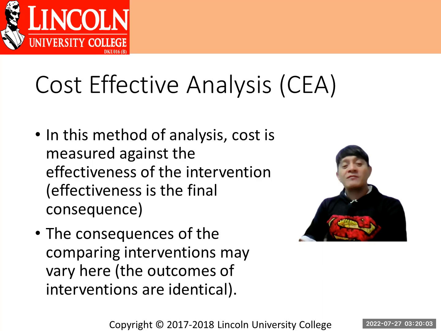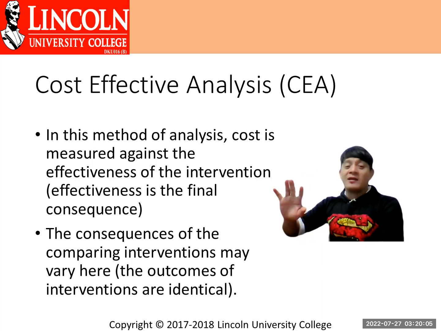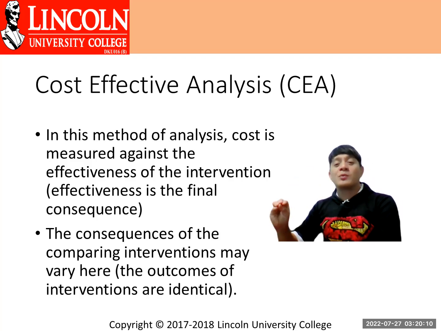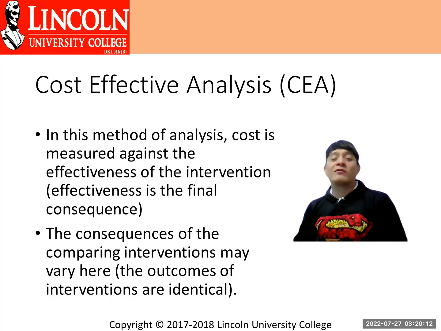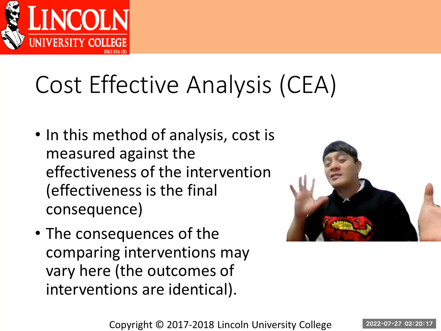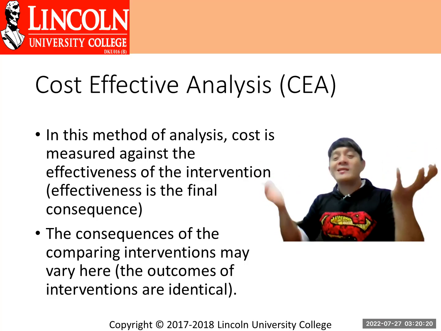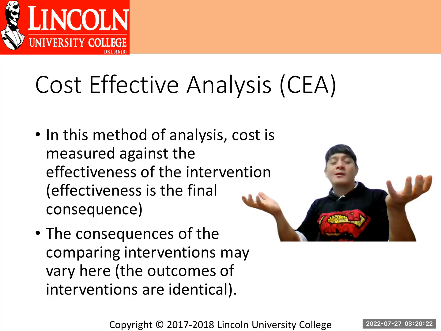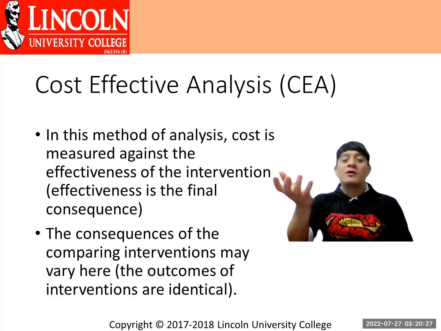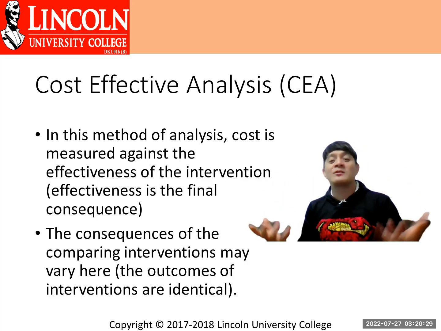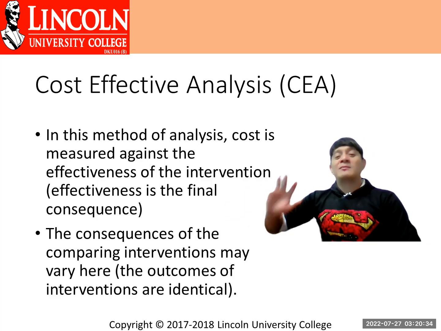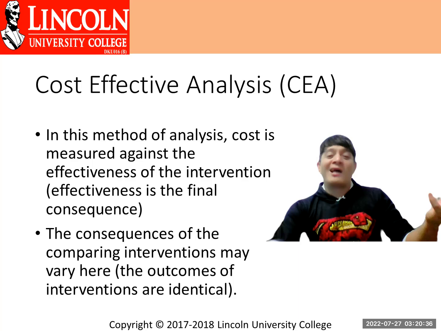So the consequences of the comparing intervention may vary here, and the outcome of interventions are usually identical. However, the cost may be higher than the other interventions. So let's try to weigh things out. What is the outcome? It's the same. Why do you need to pay for more if you can have the other one? That's why they're using generic names of medications, while some millionaires don't like generic names. They want branded names. But the outcome is still the same.